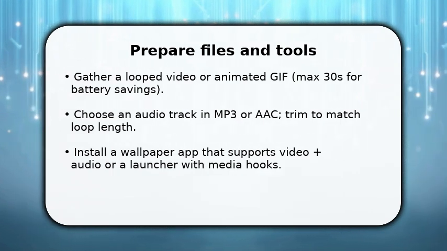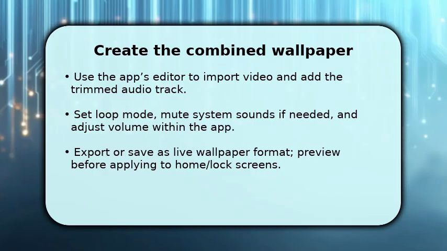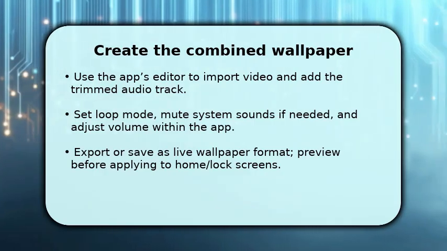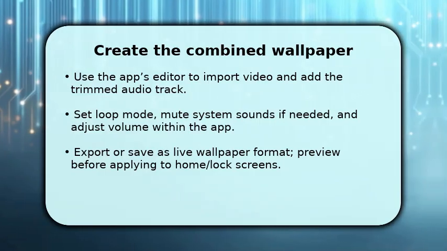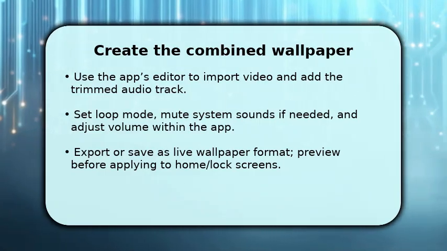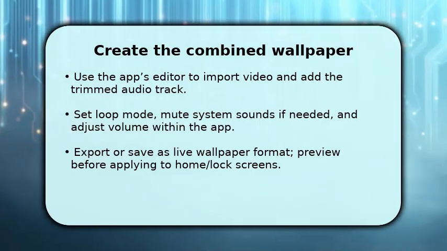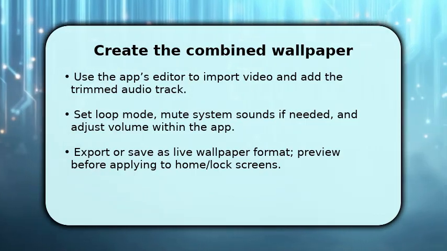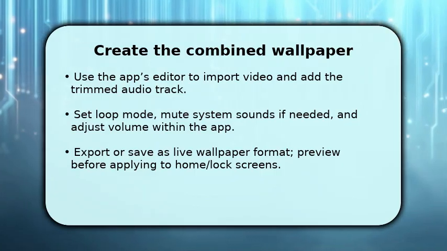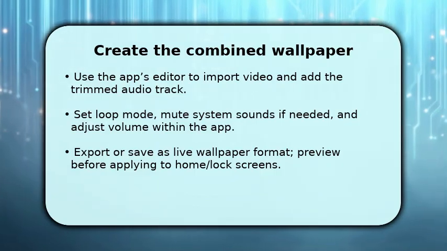Now you assemble the live wallpaper inside the app's interface. Import the video, then add the audio track, aligning start points so visuals and sound loop together. Once synced, choose loop mode and set playback triggers, always on unlock or while charging, then adjust the volume slider so music isn't overpowering. Export or save into the app's live wallpaper format and use the preview function.